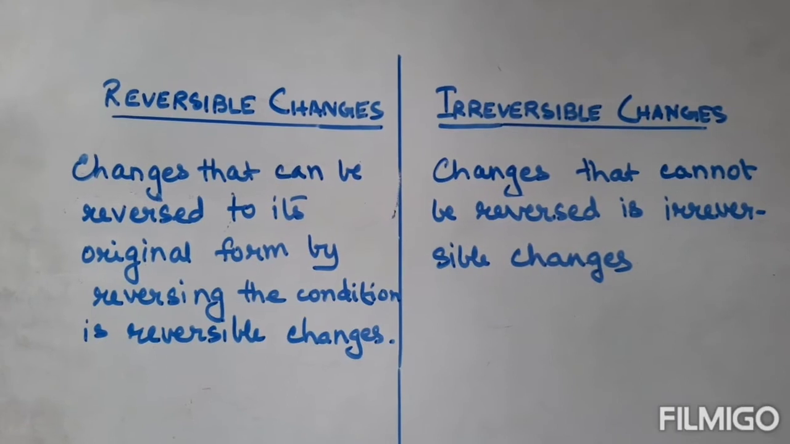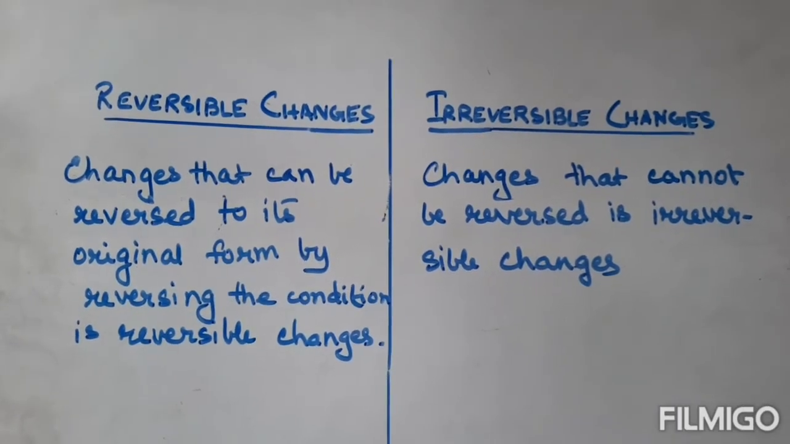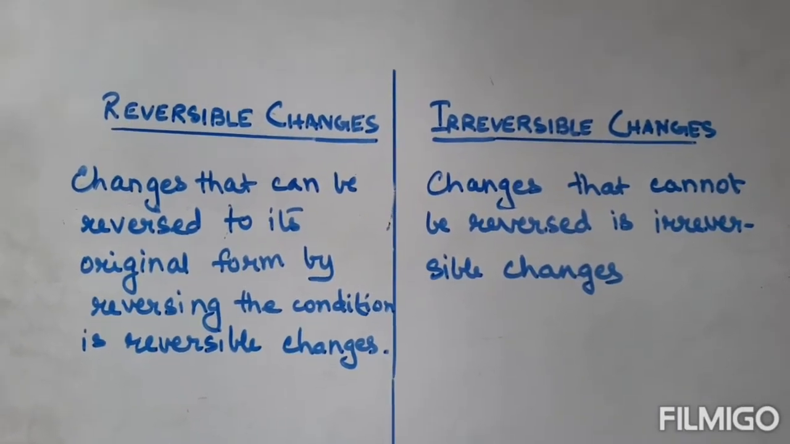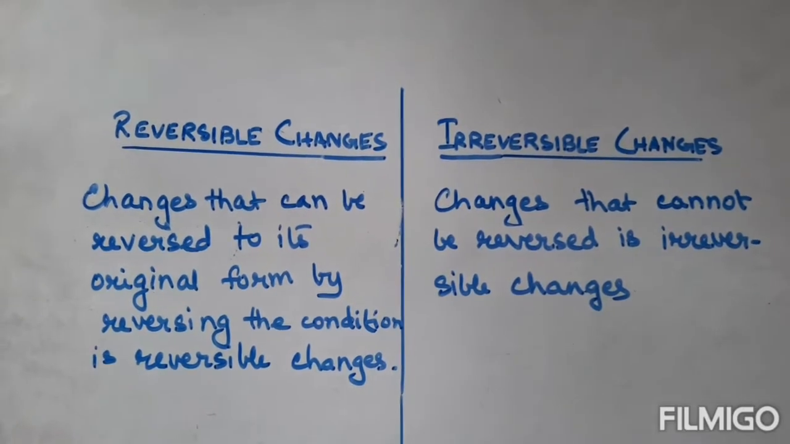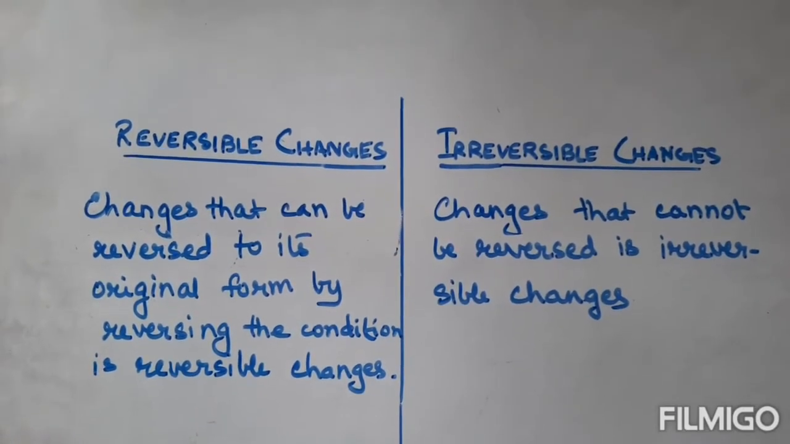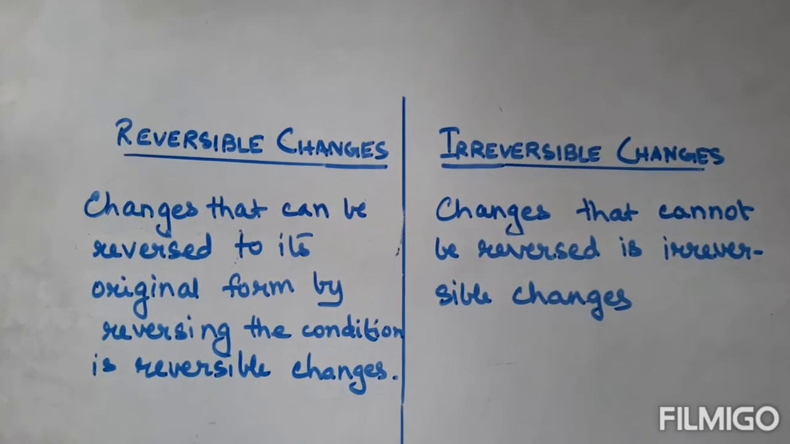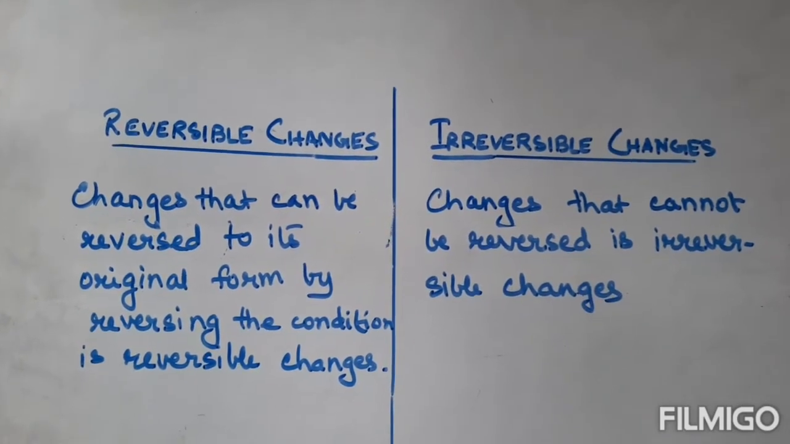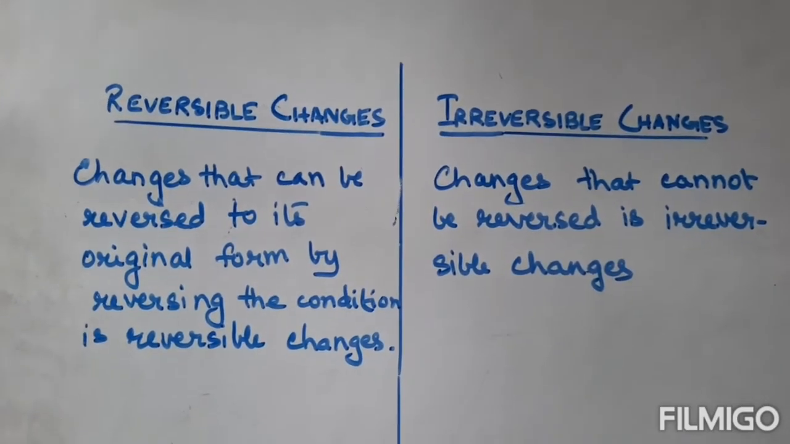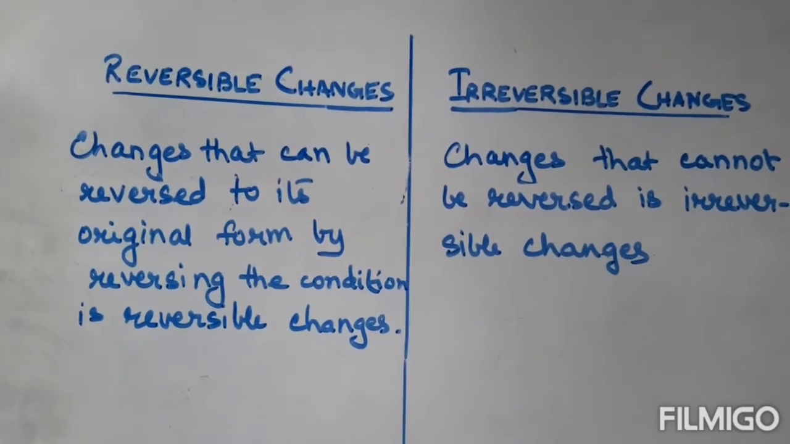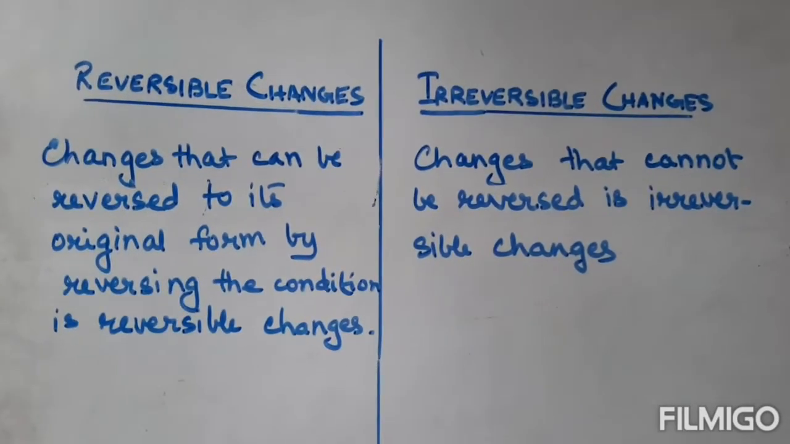Irreversible changes like aging of a living being, cooking of food, ripening of fruit, formation of curd, rusting of iron, all these are irreversible changes.